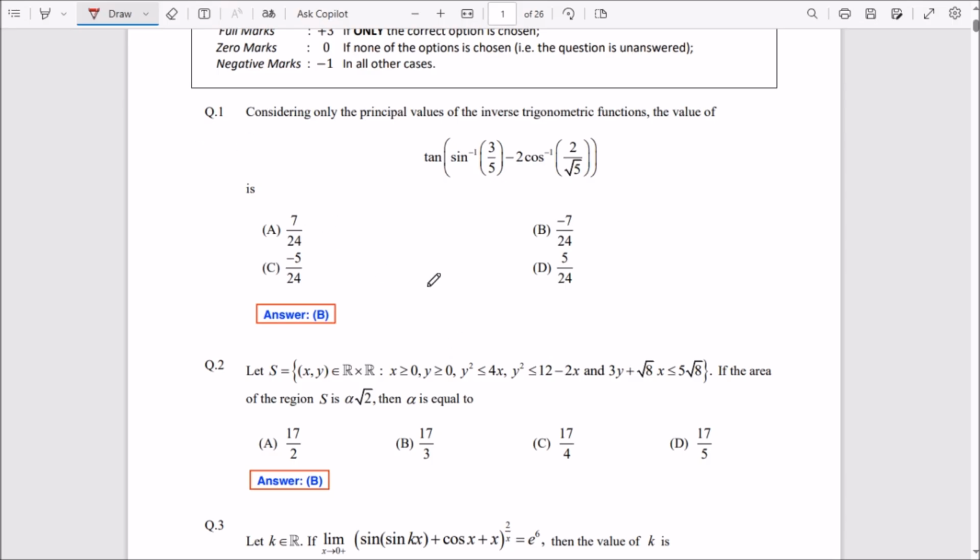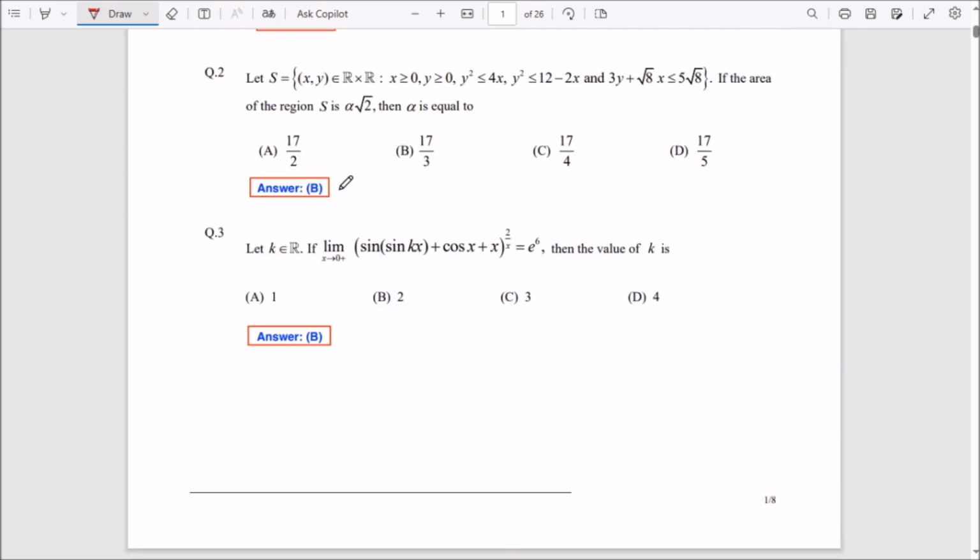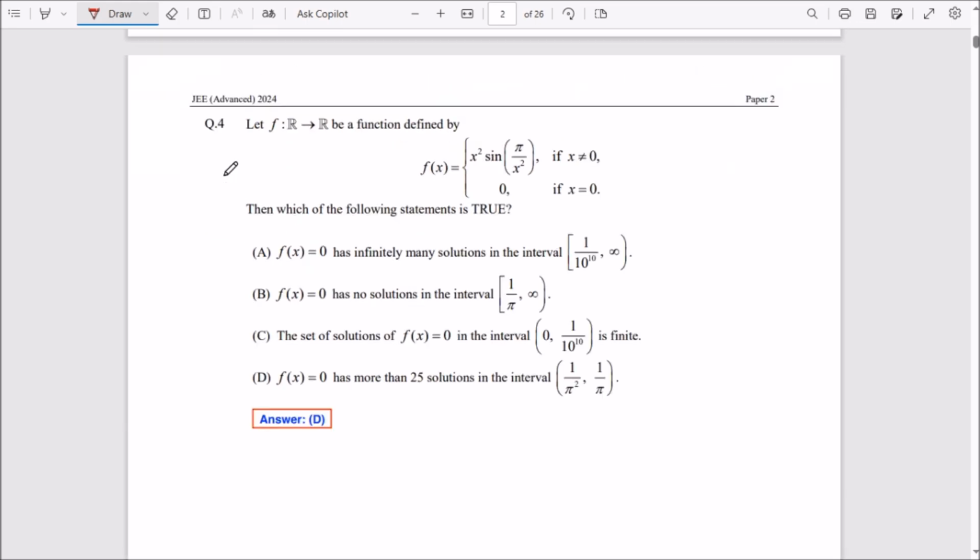Question number 1, option B is the correct option, students. Question number 2, option B is the correct option, students. Next, question number 3, option B is the correct option, students. Next, question 4, option D is the correct option, students.